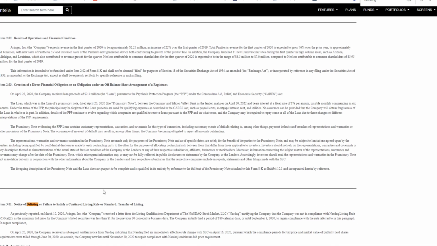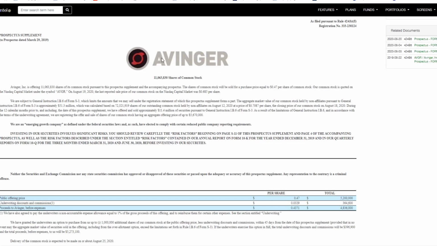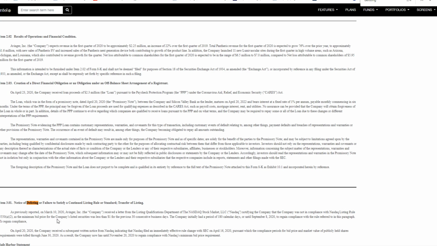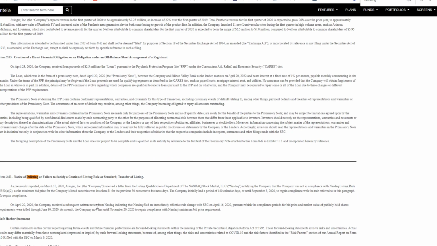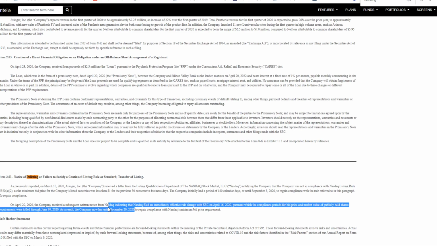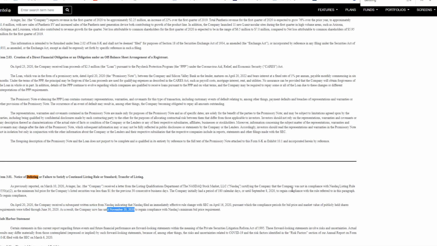Now in terms of different news, of course the offering by the way is 0.47, so the stock price is already above there. There was a delisting notice here and it's still in effect. They do have until November 20th. Previously they had till September 8th to regain compliance, but now they have until November 20th.